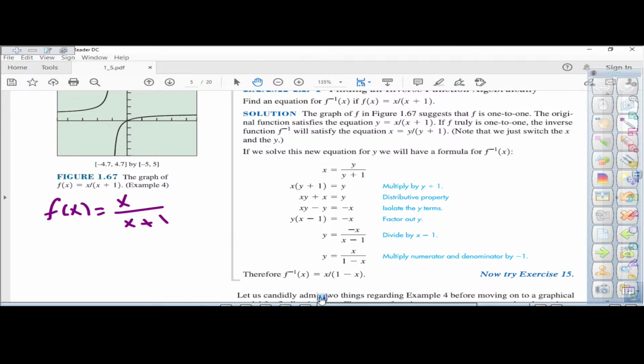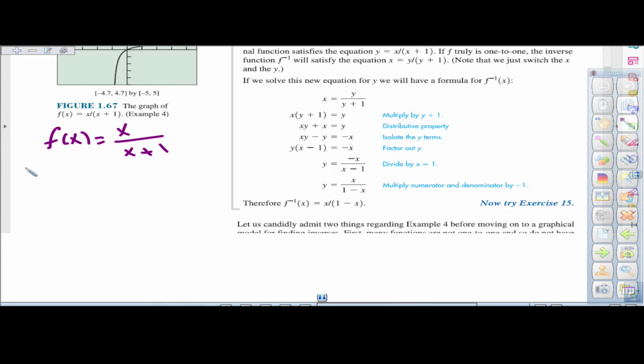In this case, they wanted me to follow the same 4 steps algebraically, and I have to change that to y equals x over x plus 1. What's the second step, you guys? Somebody help me out. Swap the x's and y's. So it becomes x equals y over y plus 1. What kind of equation is that?